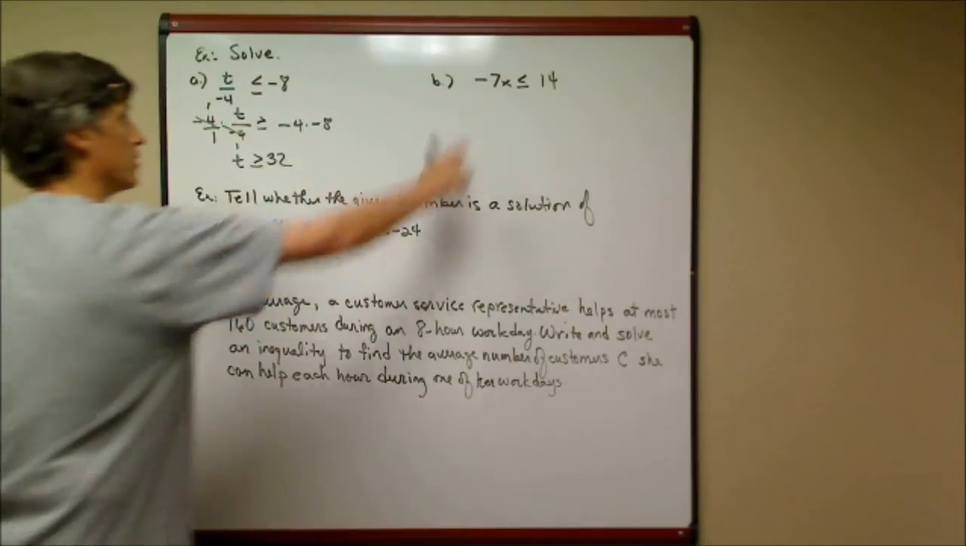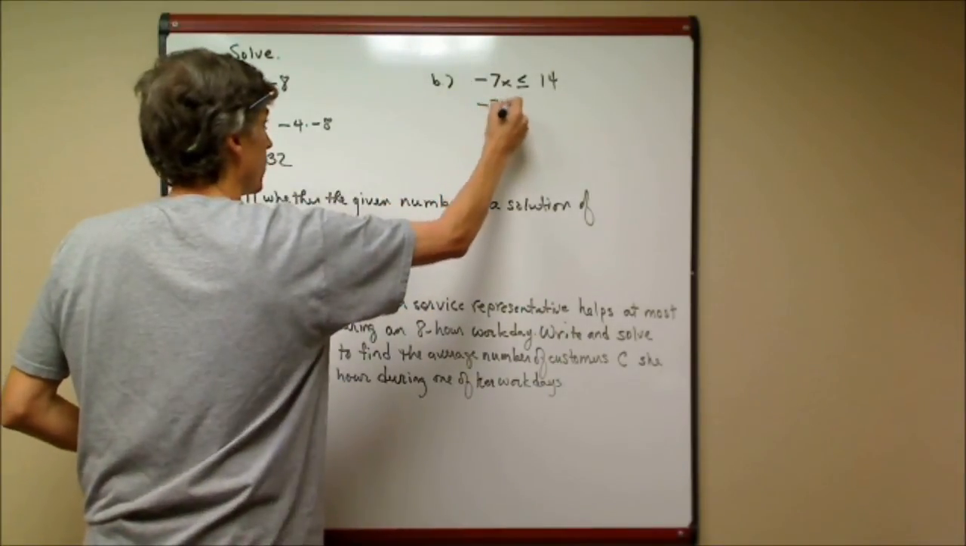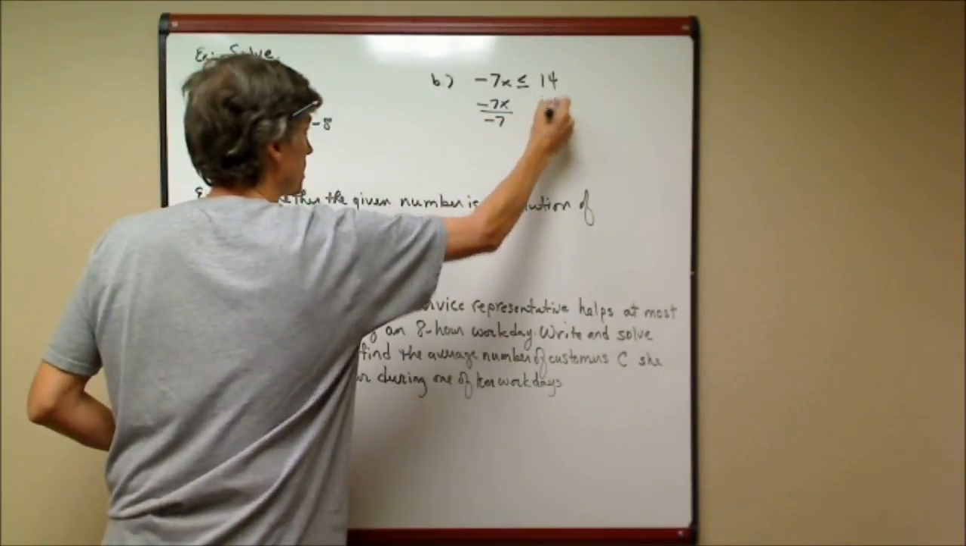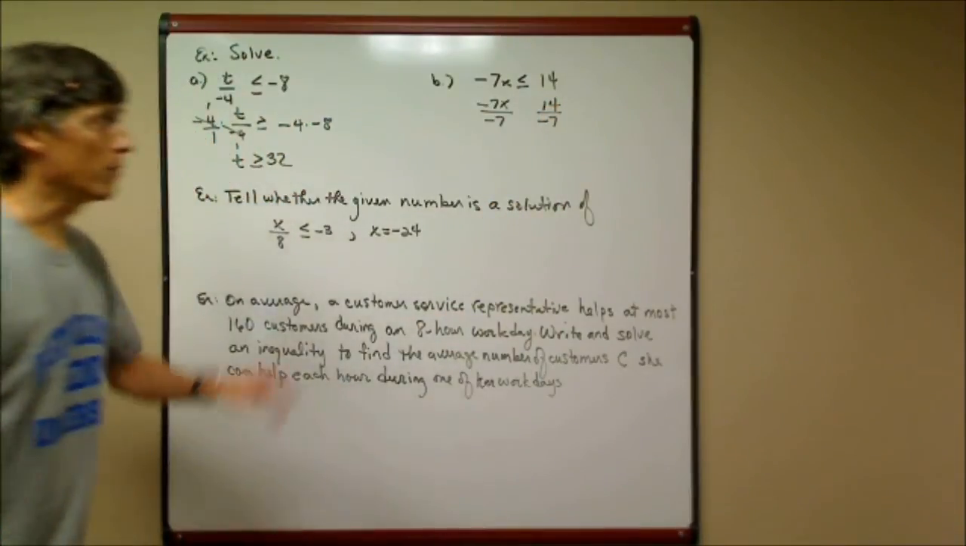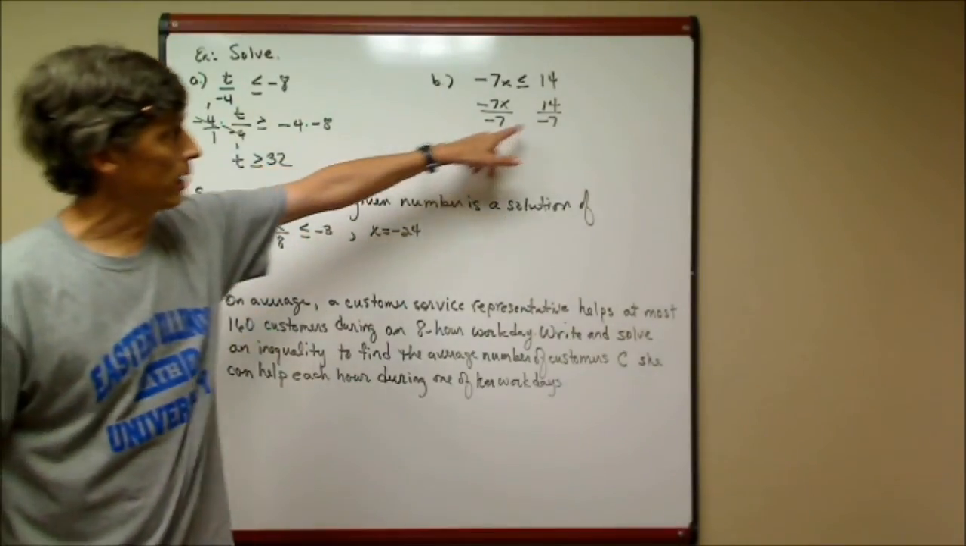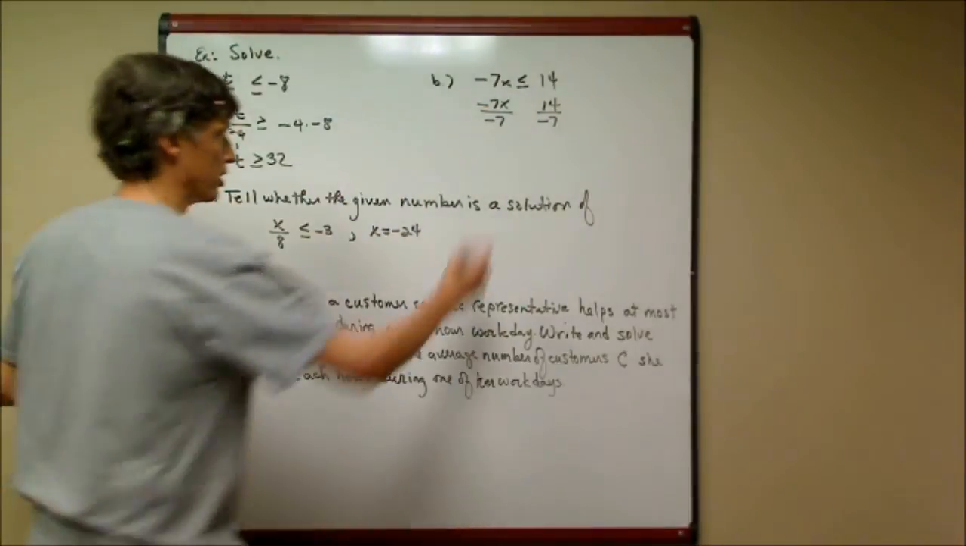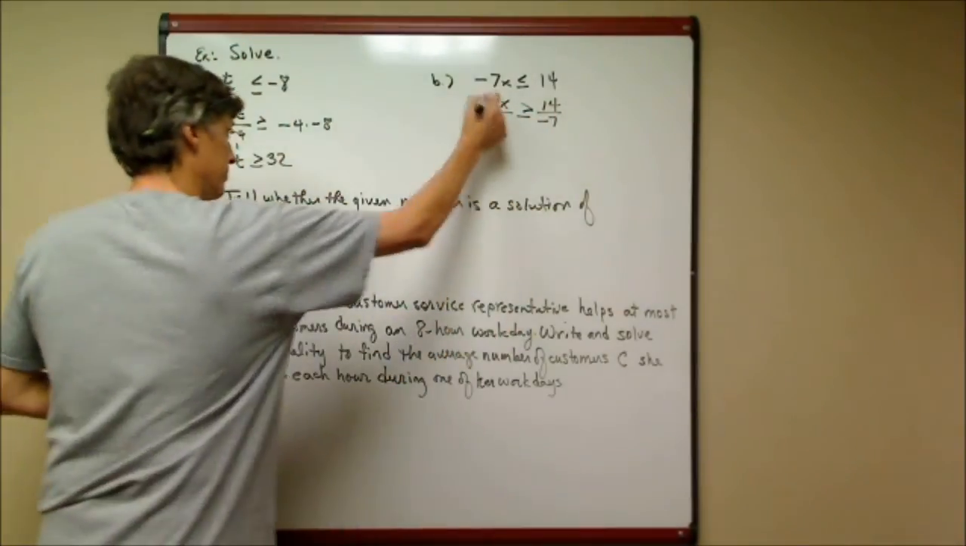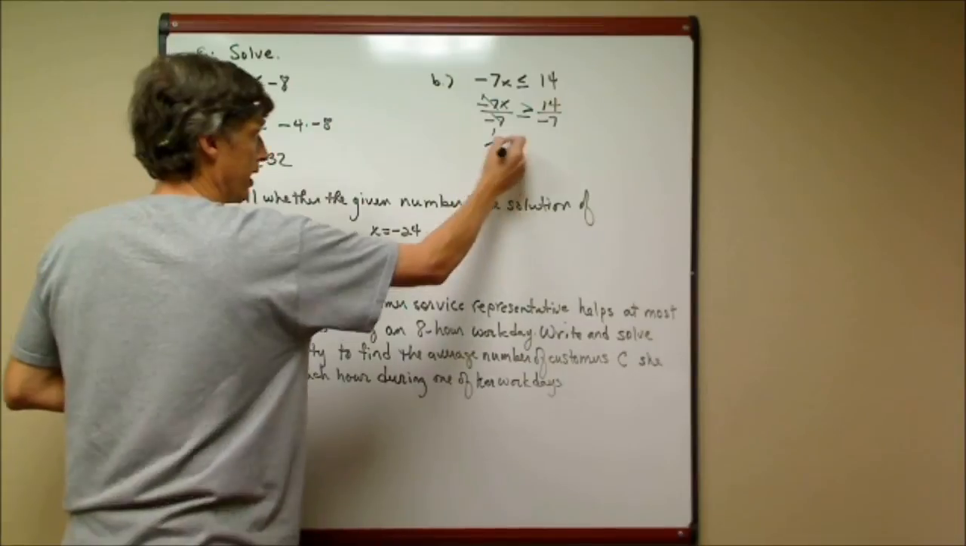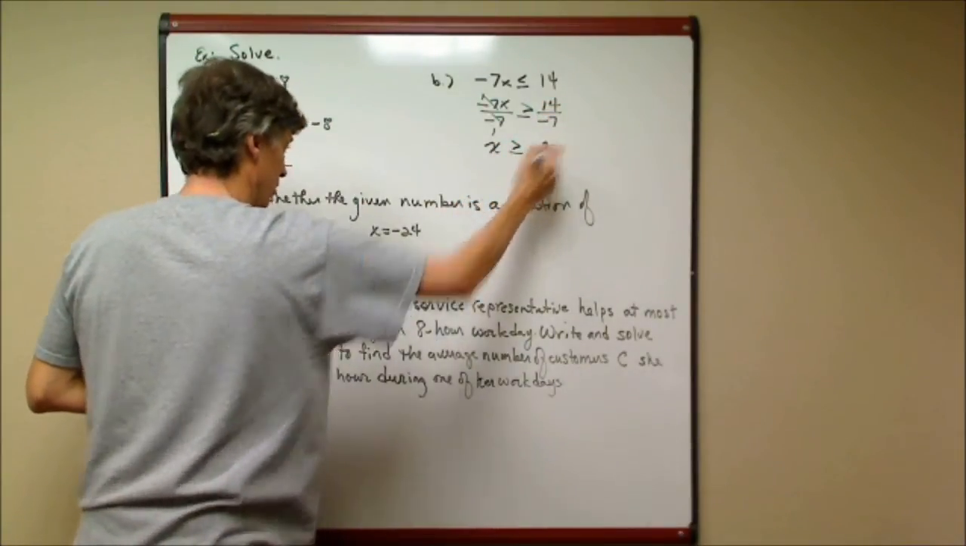Over here, my variable x is being multiplied by negative 7. I will divide by negative 7, both sides. Notice how I write it down without the inequality sign, because now I look, I'm dividing by a negative. I must reverse the order. Cancel as a factor of 1. I get x is greater than or equal to negative 2.